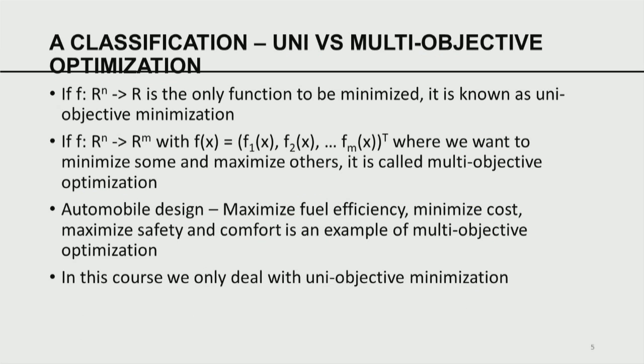Further classification. So we talked about unimodal versus multimodal, constrained versus unconstrained. Now I am going to talk about uni- versus multi-objective functions. There is only one objective, or there are multiple objectives. If f from Rn to R is the only function to be minimized, then it is known as uni-objective. When f is a vector valued function with m components, where we want to minimize some components and maximize some other components, it is called multi-objective minimization, or optimization.